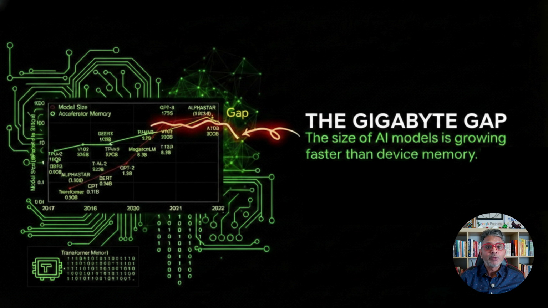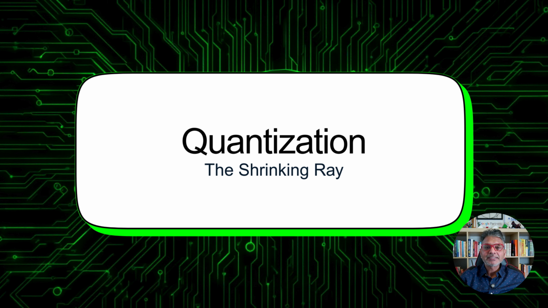So how do we bridge that gap and actually make these models 4 times smaller? We use a technique that acts like a shrinking ray for AI models. It's called quantization, and it's the hero of this story. Quantization is what makes massive AI models accessible on everyday hardware.